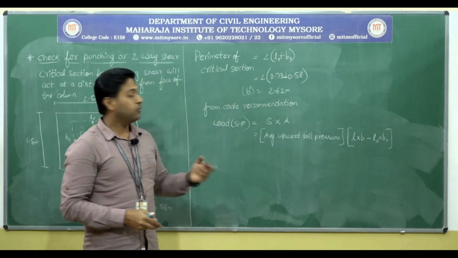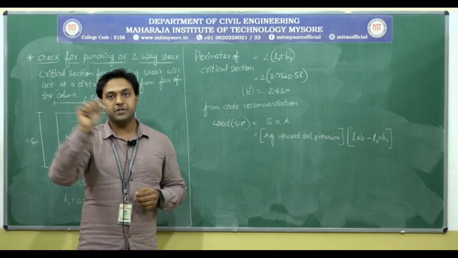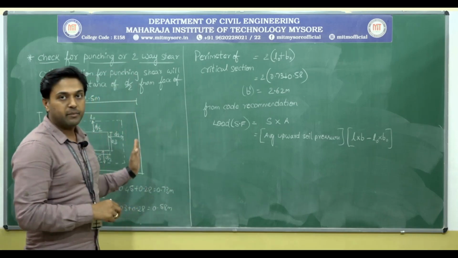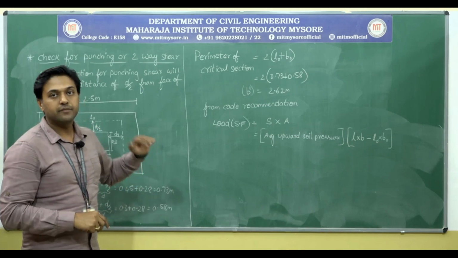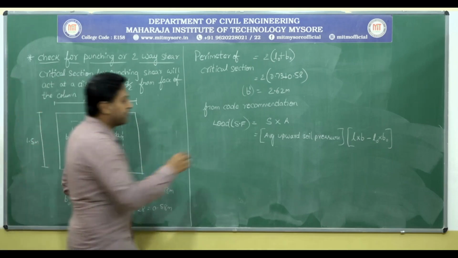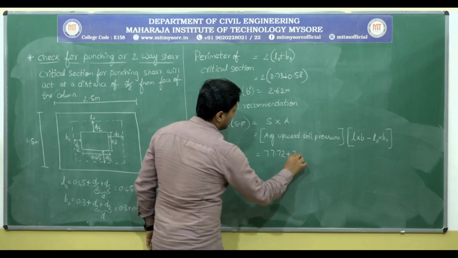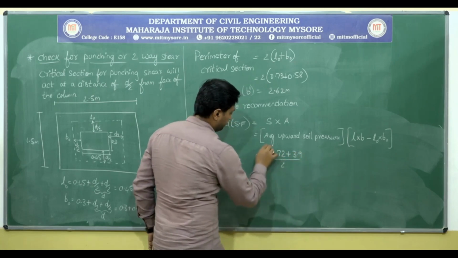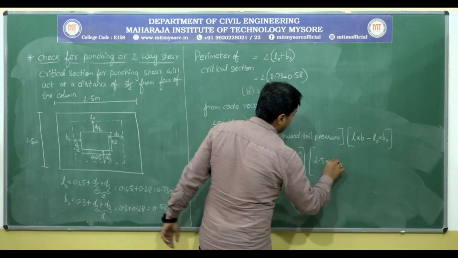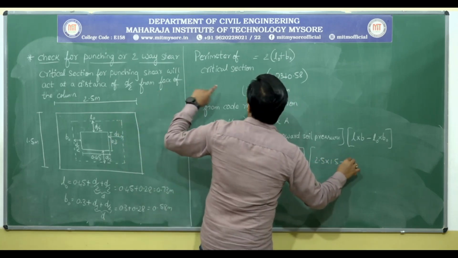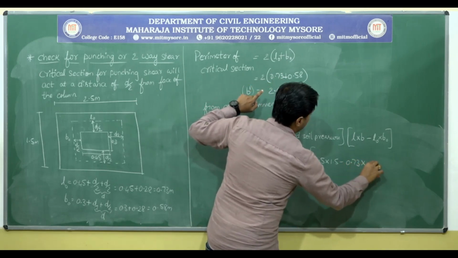So stress into area. How to calculate the average upward soil pressure? I think you people know that from the pressure distribution diagram. At one extreme end it was 77.77, on the other it was 3.9. So if I take the average, it's 77.72 plus 3.9 by 2, into length 2.5, breadth 1.5, minus L naught, 0.73, into B naught, 0.58.